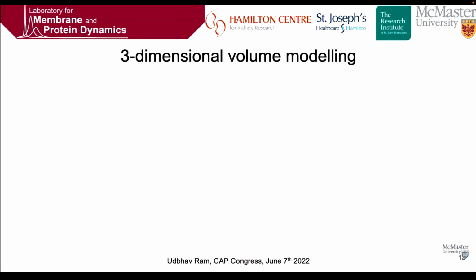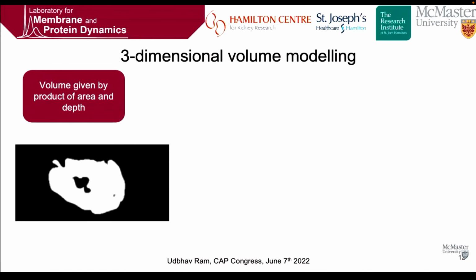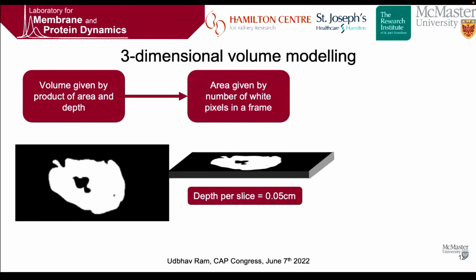So now, in order to use this 3D model to actually predict where our cut points are, we need to do a couple of things. So we know that our volume for any given frame, in this case we're taking a keyframe, is given by the product of area and depth. So we know the area is, of course, the number of white pixels in this frame, or it can be inferred to be the number of white pixels in the frame. And we know that the depth per slice is constant because we're the ones who sliced it.